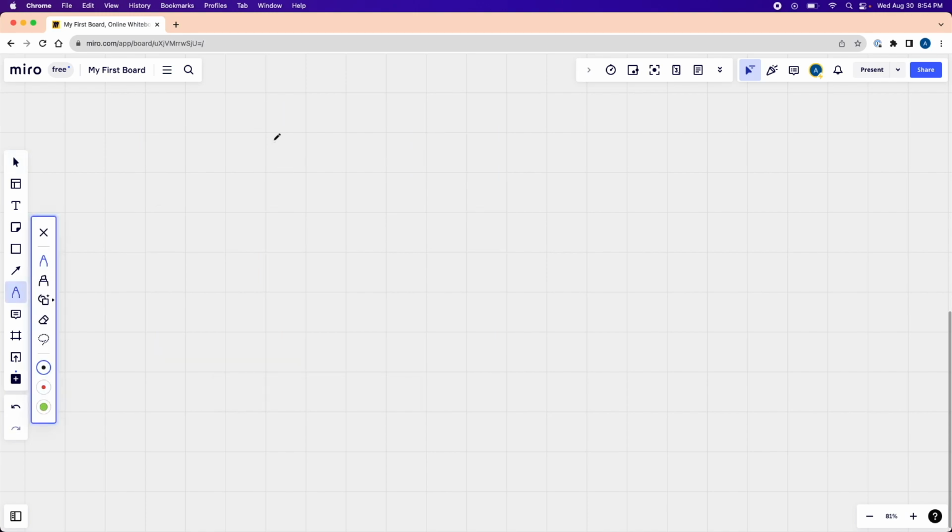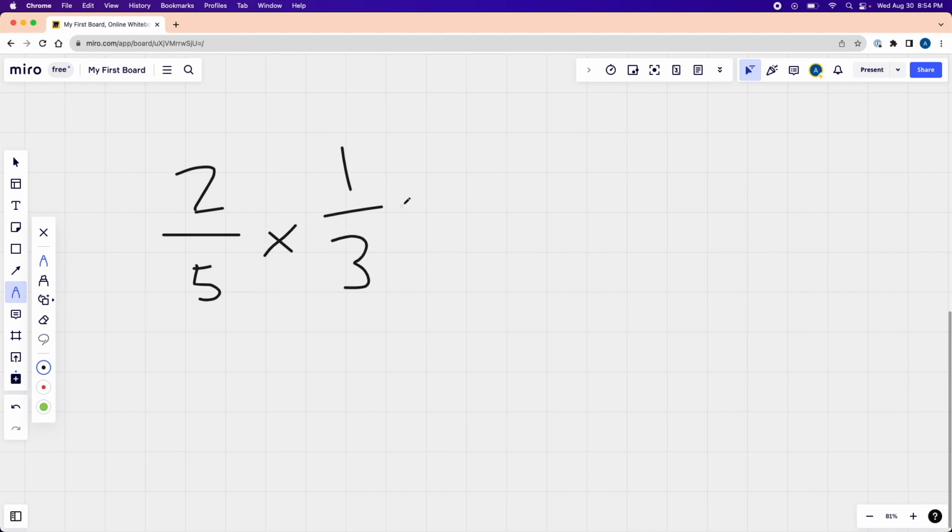Let's say we have 2/5 times 1/3. Again, the denominators are different, but that doesn't matter because we are multiplying fractions. So we're just going to multiply all the way across. So 2 times 1 is going to give us 2 on the numerator, and then 5 times 3 is going to give us 15 for the denominator. The only time where it might be a little different is when you do need to simplify.